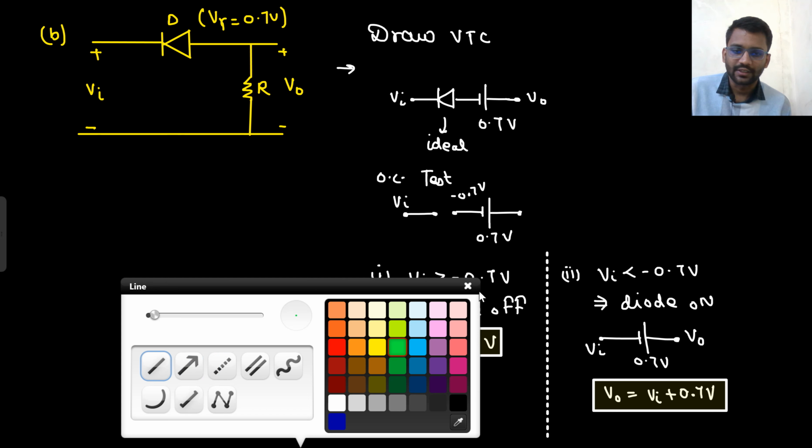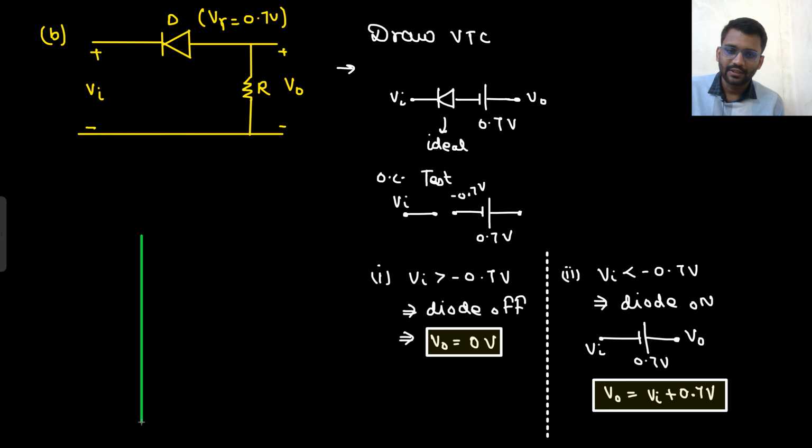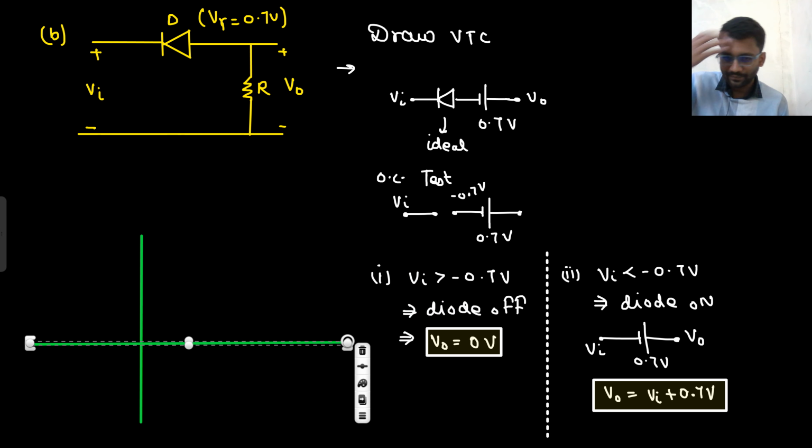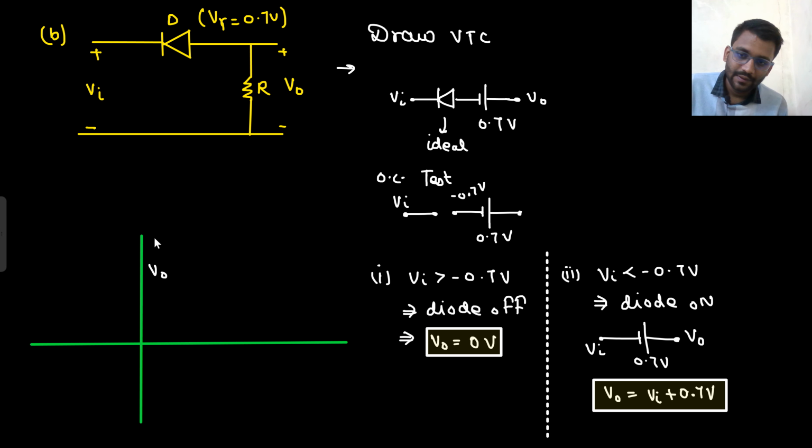Okay, let's draw the transfer characteristics now, V naught versus V in. So what is your threshold point? Threshold point means the point where everything is happening. For greater than this value, diode will be off. For less than this value, diode will be on. The point where the transition happens, I am calling the threshold point as of now. We will understand the definition of threshold point when we study MOSFET biasing. But for now, my threshold point is minus 0.7.